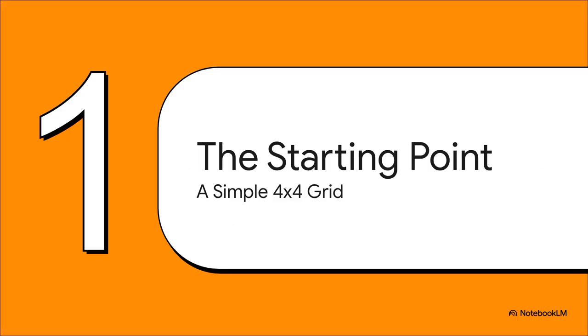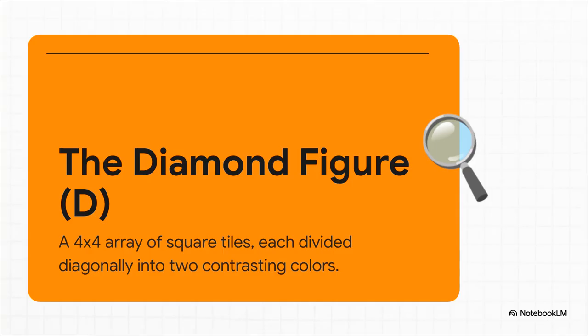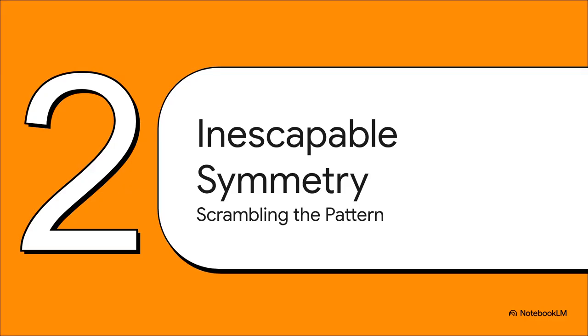All right, section 1. We're calling this a deceptively simple pattern because it all kicks off with this very basic 4x4 grid. We call this the diamond figure, or just D for short. It's made of 16 square tiles, and each one is split diagonally into 2 different colors, like black and white, or in this case, black and cyan. The way they're arranged is super specific, and it creates this very distinct diamond-like pattern. It's kind of elegant, right? Almost like a piece of art.